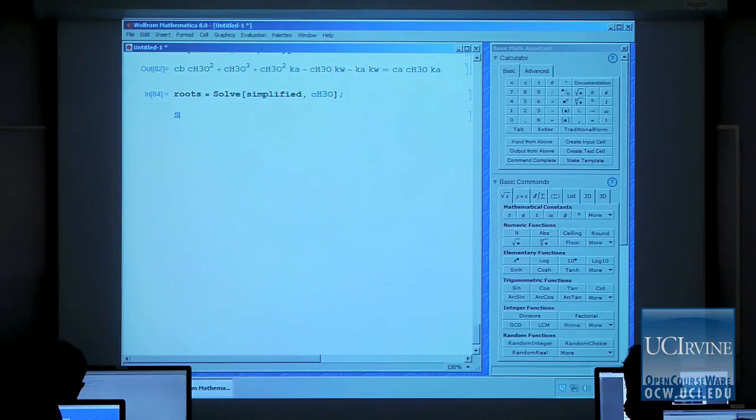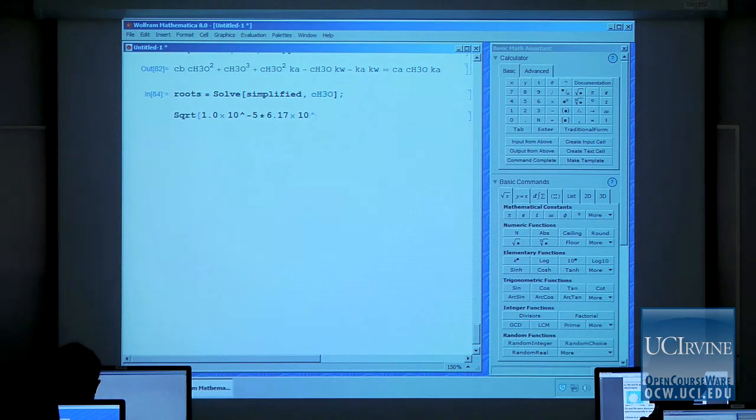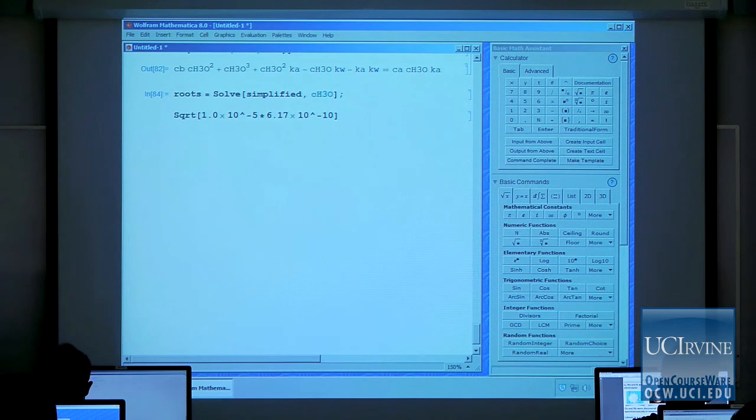So the concentration of H3O for that case would be the square root of the initial concentration, 1.0 times 10 to the minus 5, times the Ka. That would be 6.17 times 10 to the minus 10. Okay, so this is the concentration of H3O plus if we use the usual weak acid approximation.